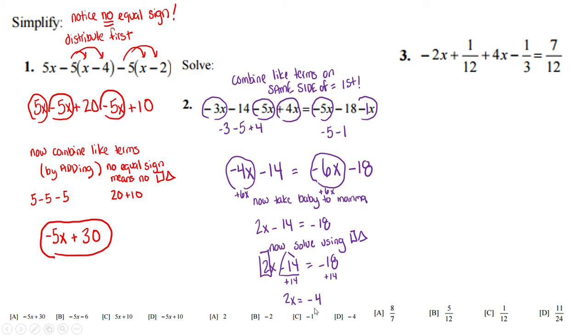Finally, to finish this question, we're going to move the 2 that's in front of the x by dividing both sides by 2. So negative 4 divided by 2 is negative 2. All right, that's our answer for that one.